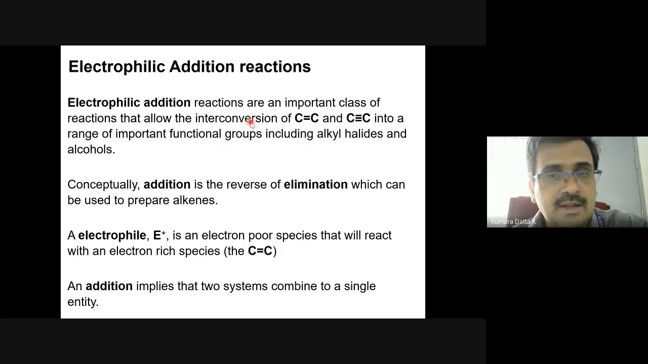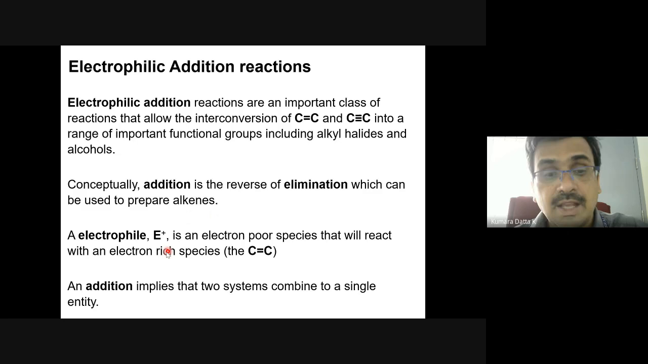In electrophilic addition reactions, we are converting carbon double bonds and carbon triple bonds into alkyl halides or alcohols. Simple. You are saturating the carbons. You know already that addition is the opposite of elimination. Elimination means you are removing. If you take a saturated carbon and make it unsaturated, that is elimination. Here we are looking at addition reactions to prepare different alkyl halides.